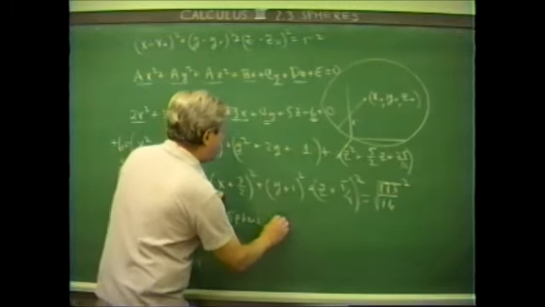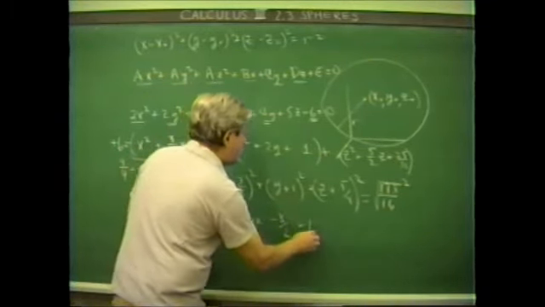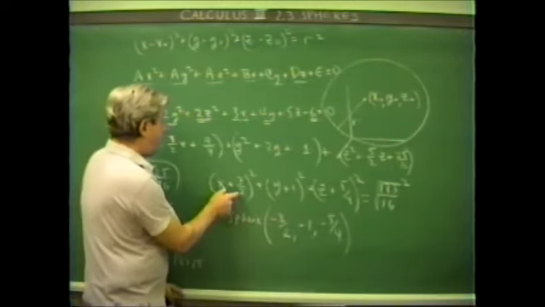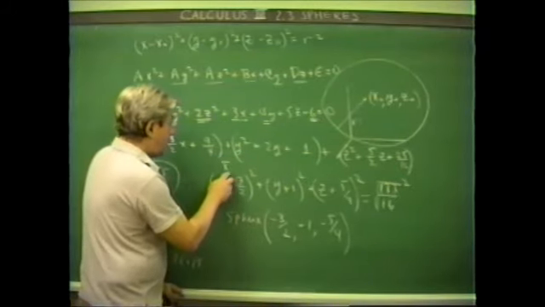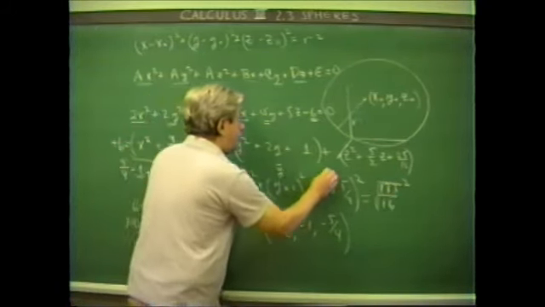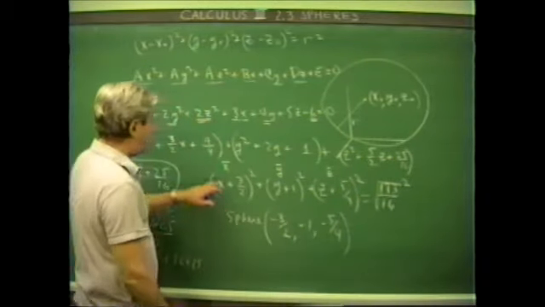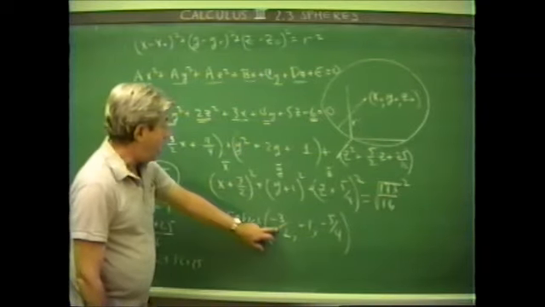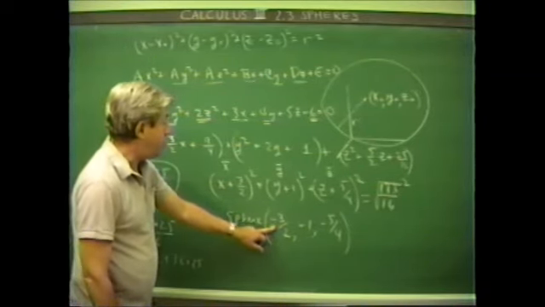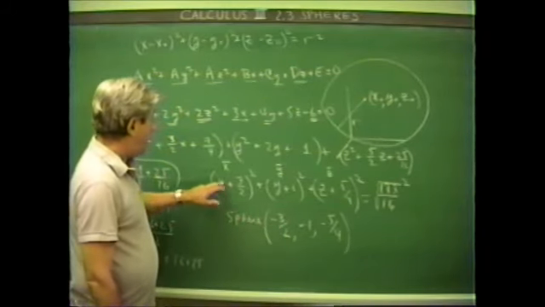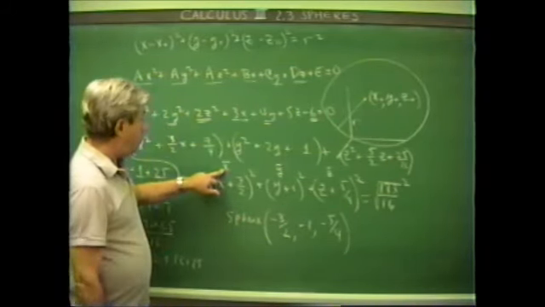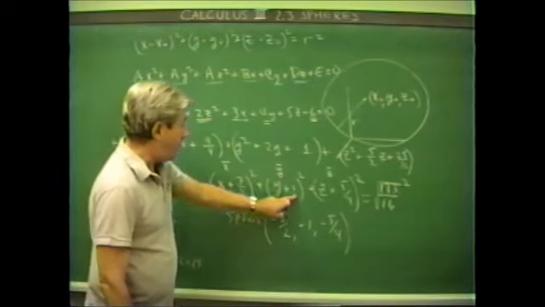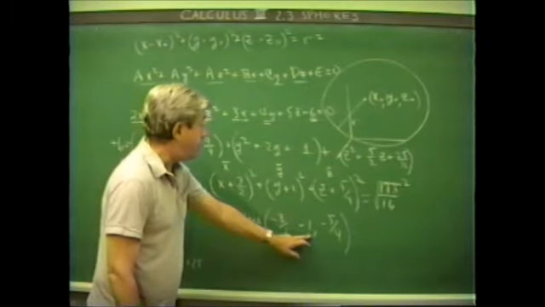Its center is going to be minus 3 halves, minus 1, minus 5/4. So that's to say, if we let this be equal to x bar, then x bar squared plus y bar squared plus z bar squared will be equal to r squared. And x bar will be 0 when x is minus 3 halves. That's to say, when x is minus 3 halves, this is the x coordinate for the center of the x bar, y bar, z bar coordinate system. Similarly here, y bar will be 0 when y is minus 1.